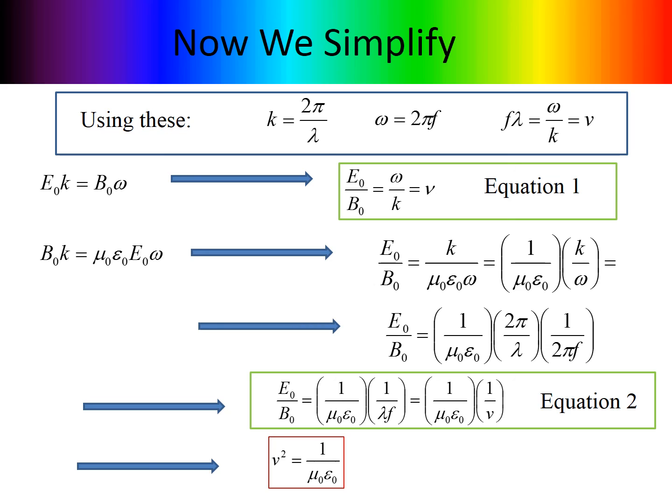Wow. And these are constants that we know. And so this is saying that all electromagnetic waves travel in a vacuum at the same speed. And that speed is a fixed constant. So if you can't guess what that speed is, you can calculate it.